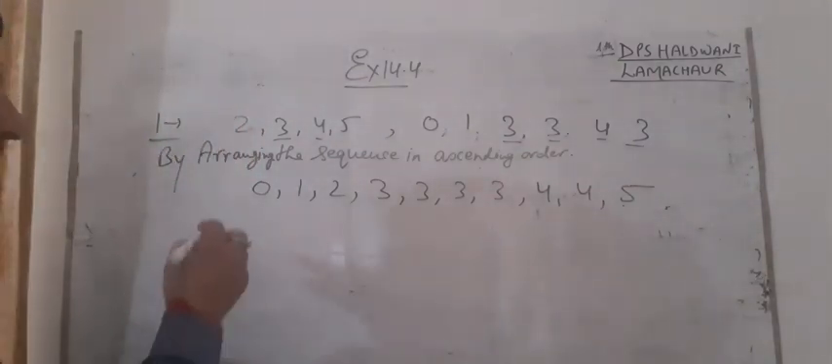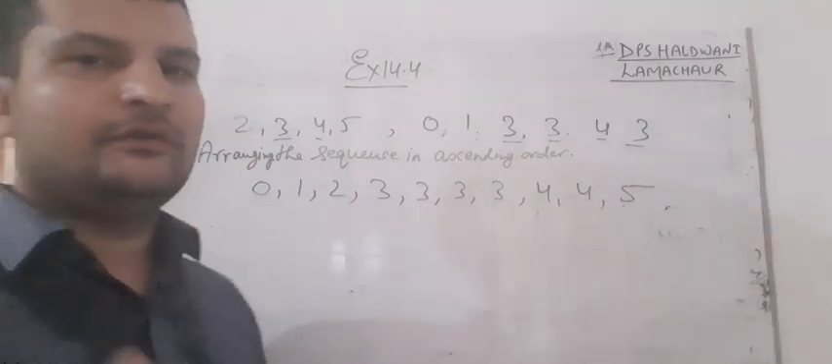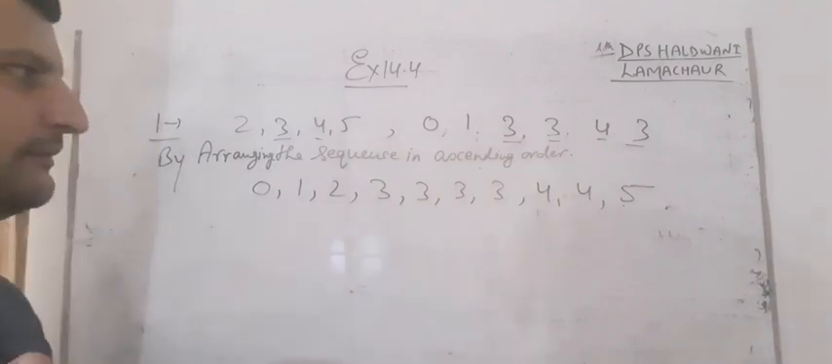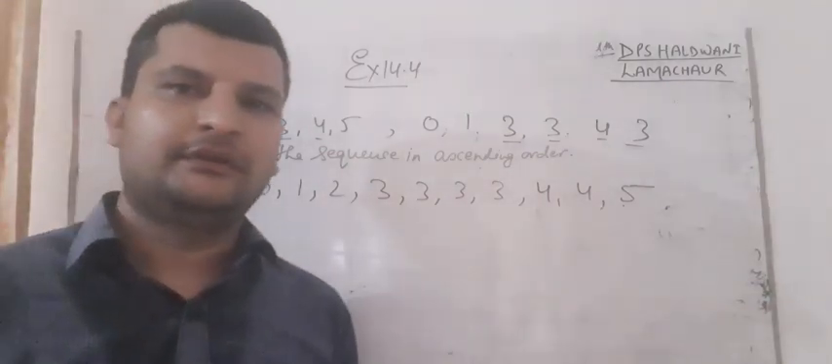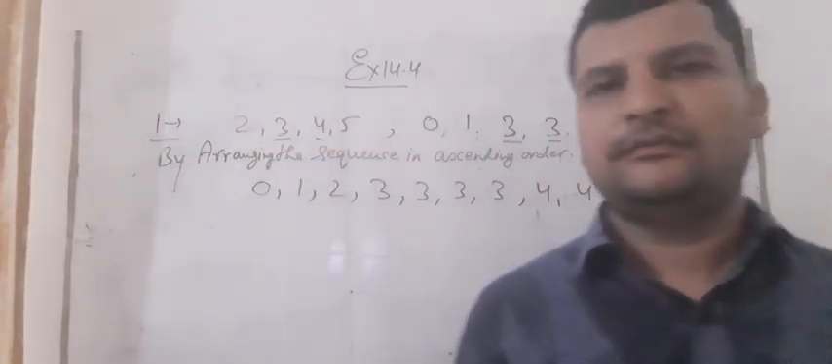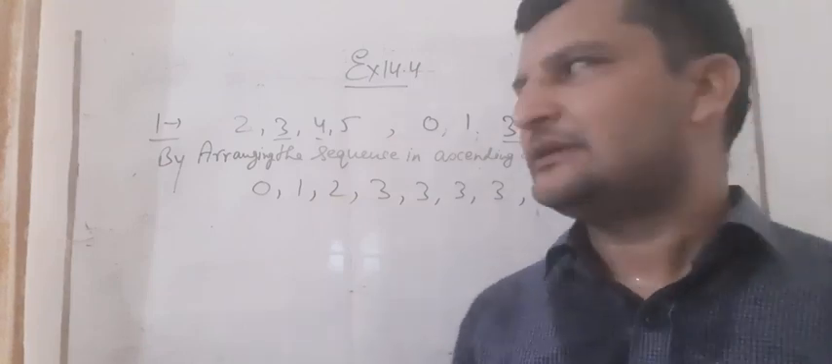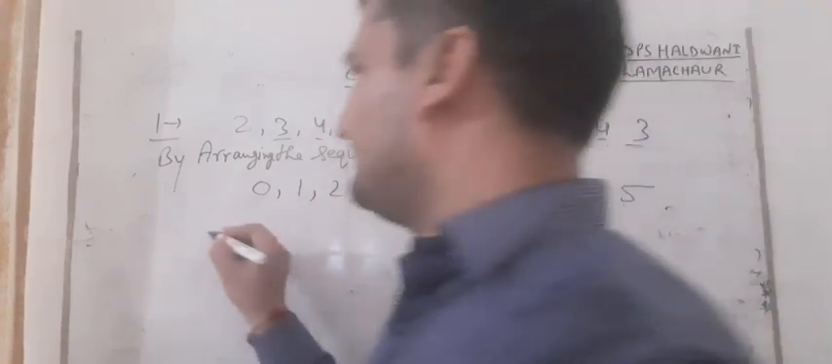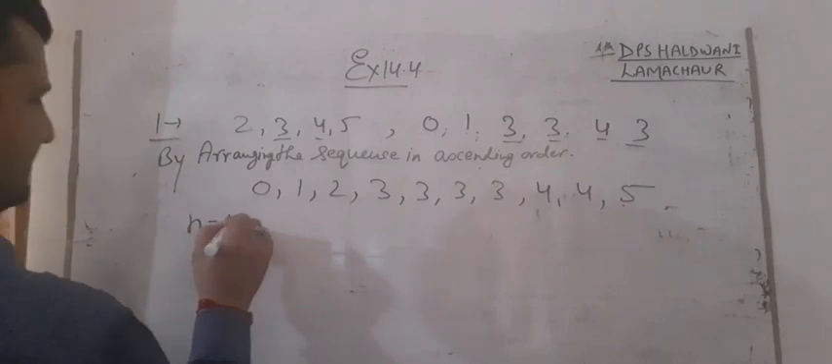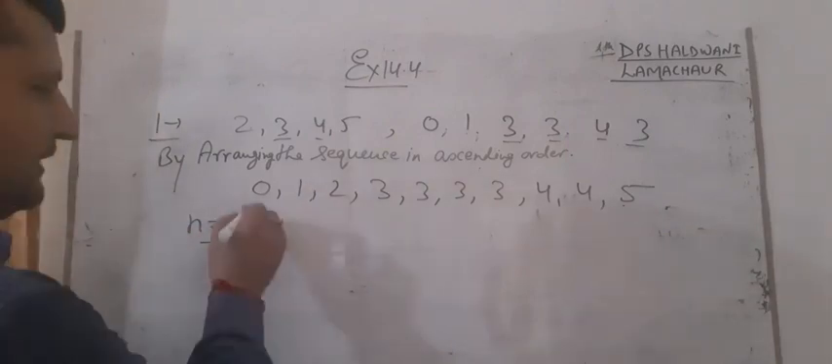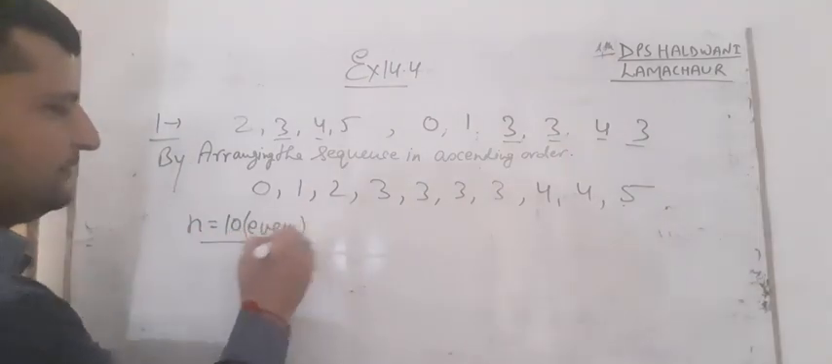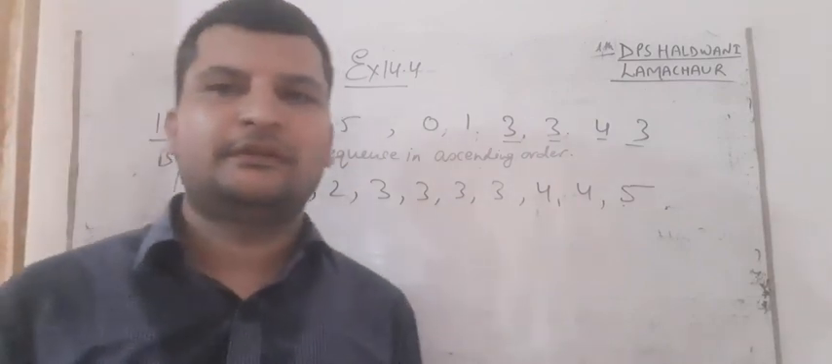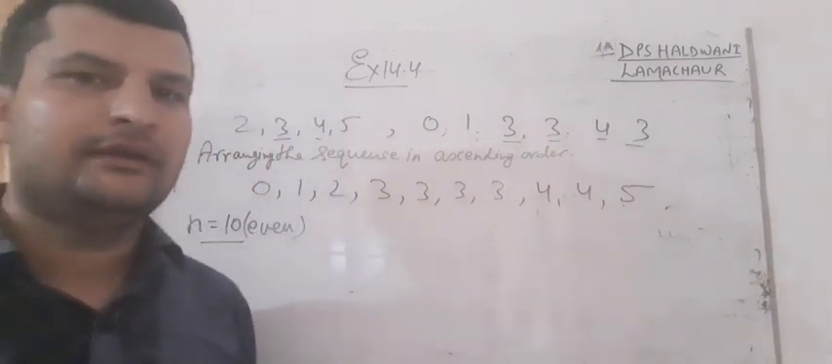So now students, I have told you that two formulas are there for finding the median. One is the odd one and one is the even one. So we have to calculate the numbers. How many matches are there? We know that 10 numbers are there. So n is equal to 10. It means 10 is even. Even numbers are those numbers which are divisible by 2.